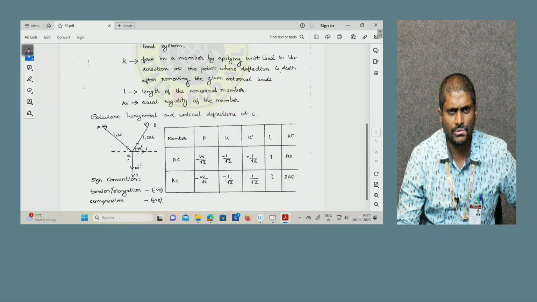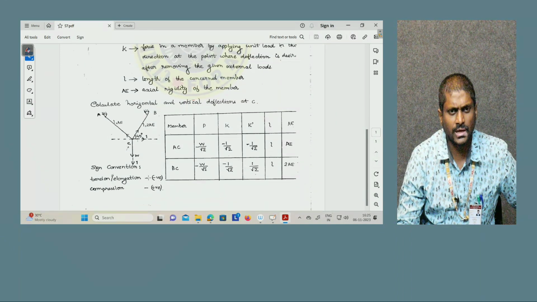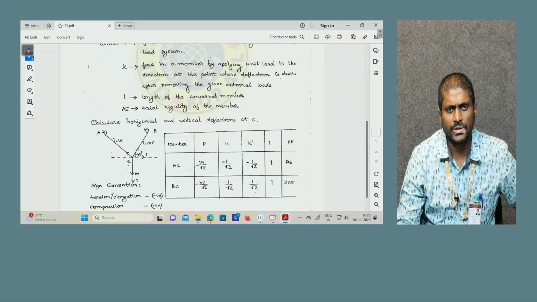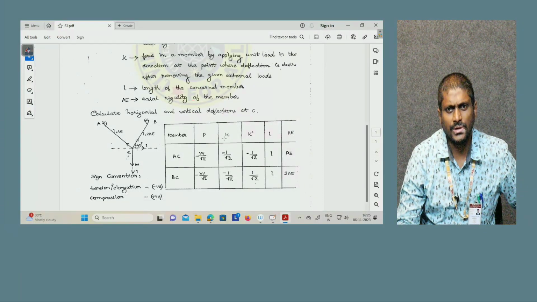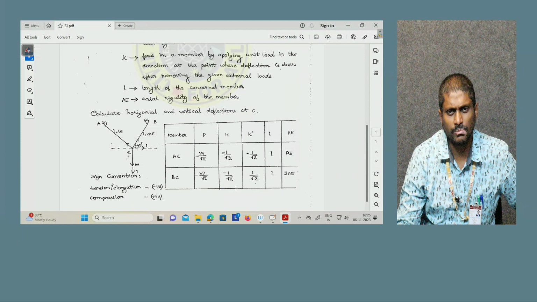First you have to apply the unit load at C, then the sign conventions are: tension and elongation you have to take as negative, and compression you have to take as positive. Then member AC, BC, P, K, K dash, L, AE: minus W by root 2, minus 1 by root 2, minus 1 by root 2 L, AE; minus W by root 2, minus 1 by root 2 and 1 by root 2, L into AE.